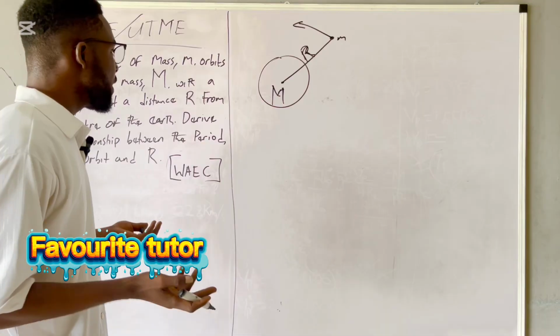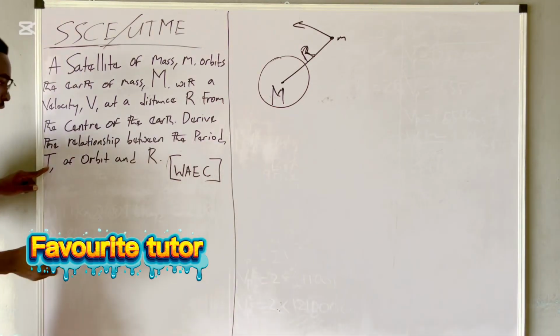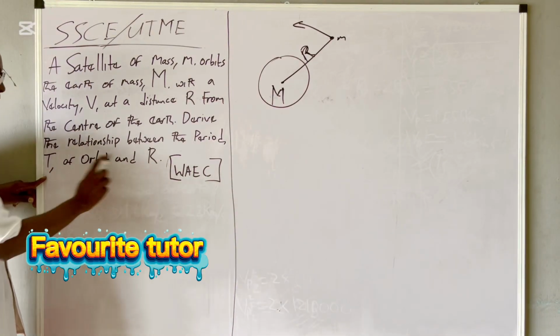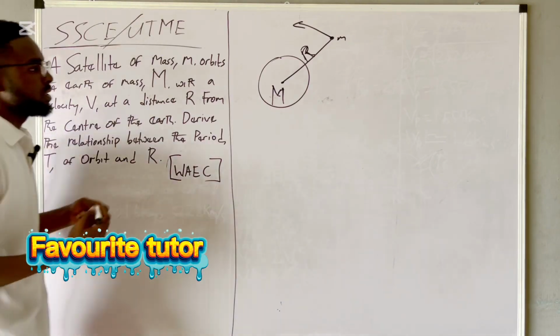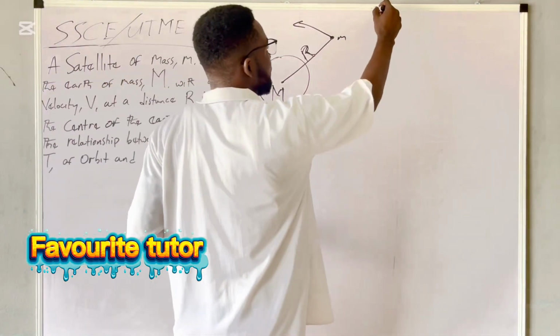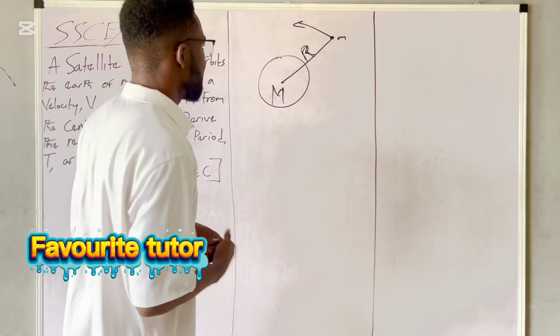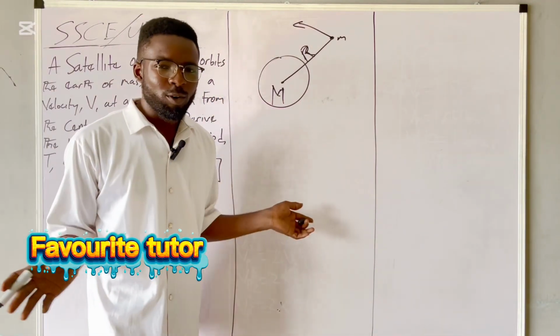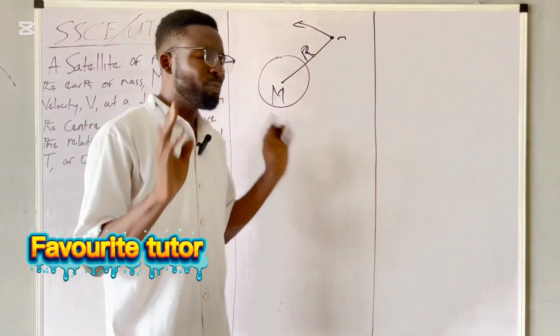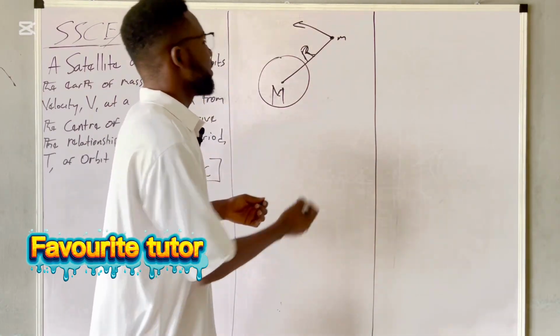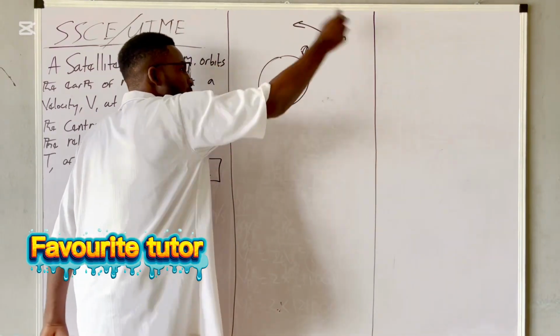Okay, we are looking for a relationship between the period and the distance. That's what we are looking for. The relationship between the period and the distance. And it's very simple. First, when we look at this, it looks very confusing. But it's very simple. First of all, this satellite is moving around the Earth.